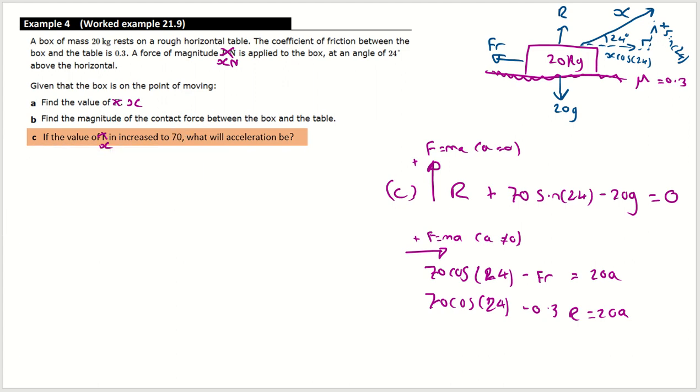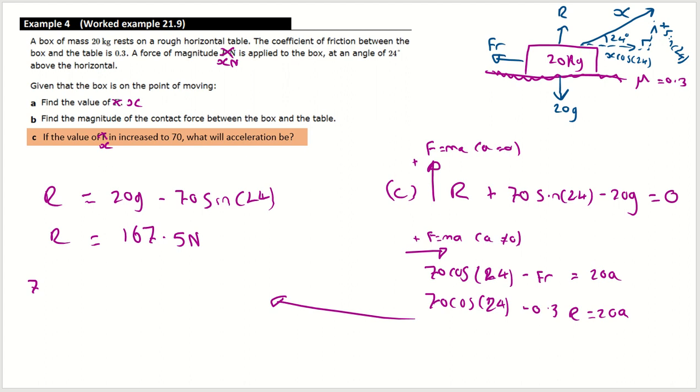That's the kind of good thing about setting up as F equals MA. So this top equation here, I'm going to rearrange to make R equals. So R is going to equal 20G minus 70 sine of 24. So I'll put that in my calculator. It's 167.5. It's not a final answer, so I won't round it quite as much as I would do. And then I'm just going to sub that into here.